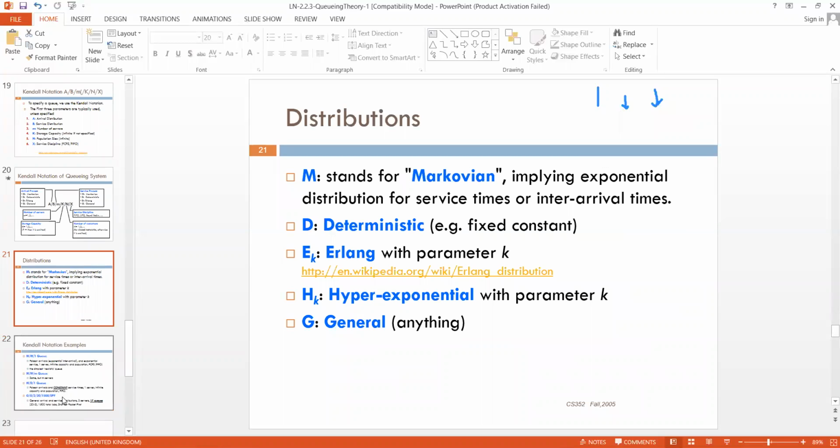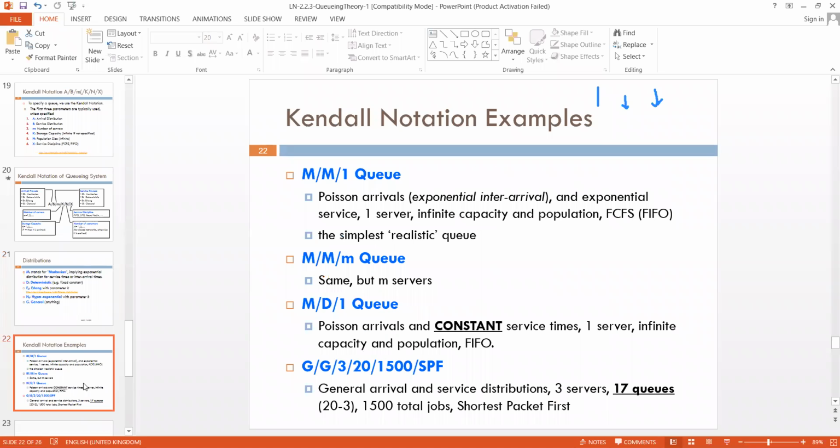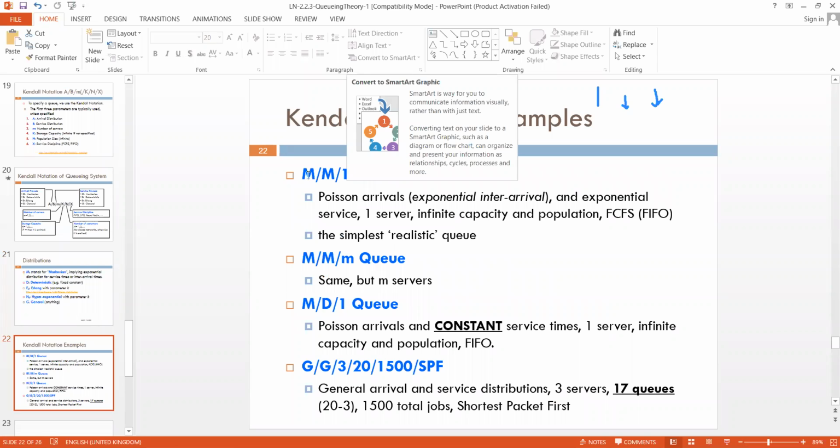I think I've touched on this already. M is Markov, implying exponential distribution for service times or inter-arrival times, and D is deterministic, a fixed constant. Erlang with a parameter. Then you can read more on the Erlang distribution on Wikipedia, what you have here. Then we also have the hyperexponential distribution. And then general. General can be anything, like I said, any random distribution. Okay, so when it comes to the representation of the Kendall notation, we'll just take a few.